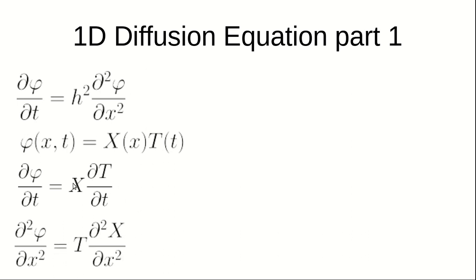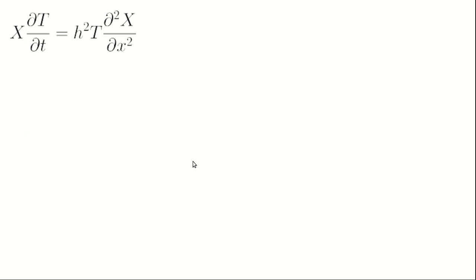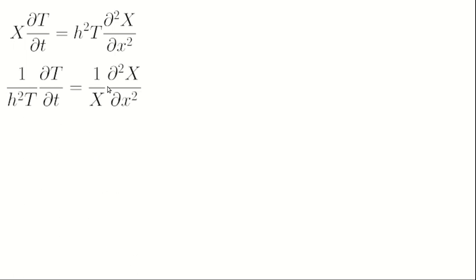So now we can substitute this. Whenever we see d psi dt in this equation, we substitute this. When we see this one in this equation, we substitute this. So that's what we have now. From this point on, we can divide both sides by capital X, h squared and T to get this expression. The reason why we did it that way is to separate this term and this one, so that the t part will be independent of x and the x part will be independent of t. So that's why we divided both sides.